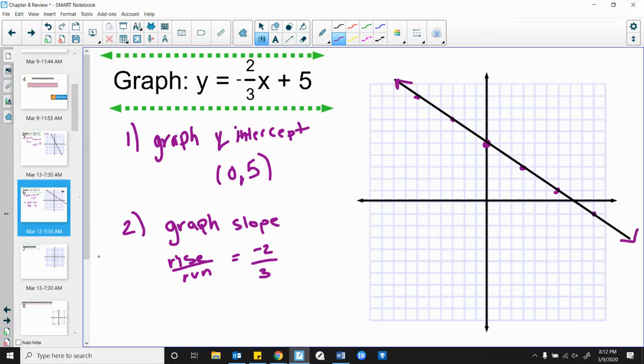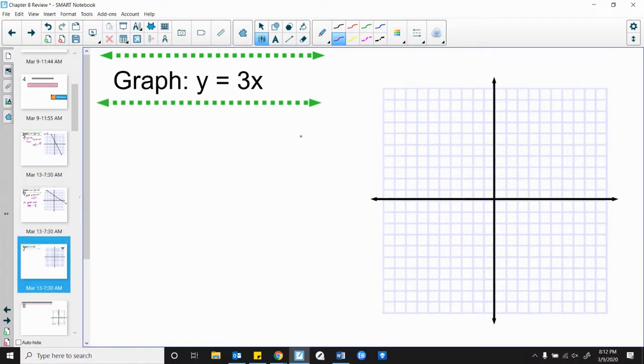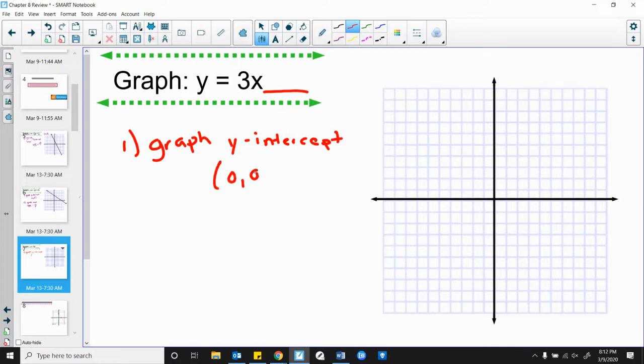Okay. Now for the third one, I've tried to add something that's going to confuse us, I think, at times. In this one, if you go to our first step, which is to graph the y-intercept, I didn't provide you with a y-intercept. There's nothing there. So what does that mean our y-intercept is? Well, if we don't put it in our equation, it means it's 0. So my y-intercept is going to be at 0, 0. So I'm going to graph it right there at what we call the origin.